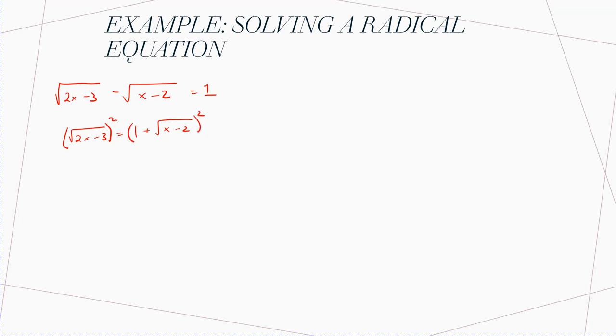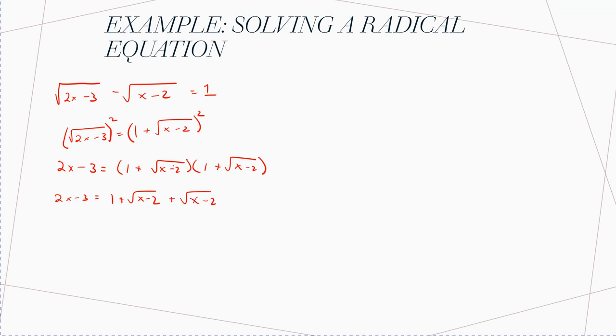So this is easy: the square root and square go away. You're left with 2x minus 3 is equal to... This you have to FOIL out. Now this is where you have to be very, very careful. So this is still 2x minus 3 is equal to 1 times 1 is 1, 1 times this, square root of x minus 2, times 1, you get another square root of x minus 2.